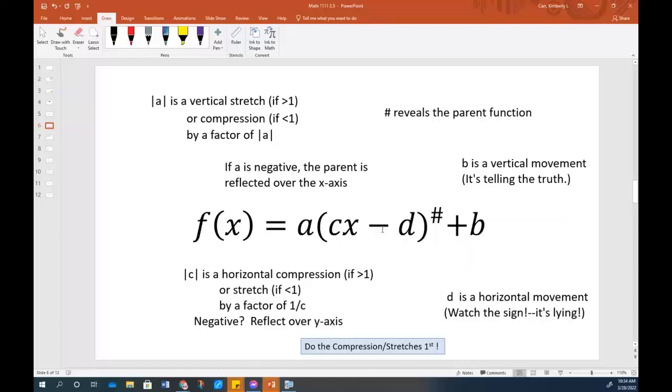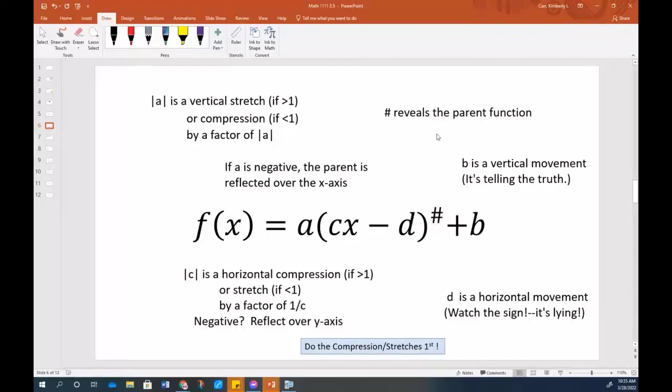Okay, D is the next value we come to, and D is again grouped with the X. Since D is with the X, it's a horizontal movement. But again, don't trust it. If it has a negative, it is actually moving things to the right. And if we have a positive here, it is moving things to the left. Okay, so D is a horizontal movement, but watch the sign, it's lying.